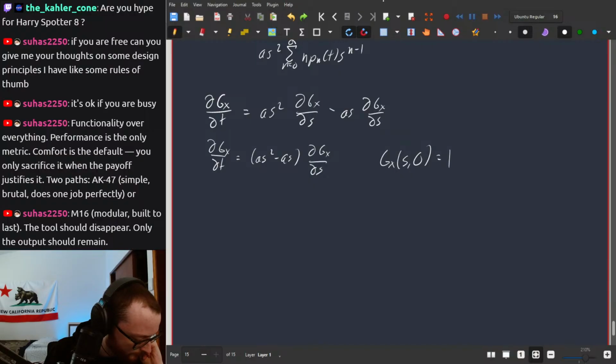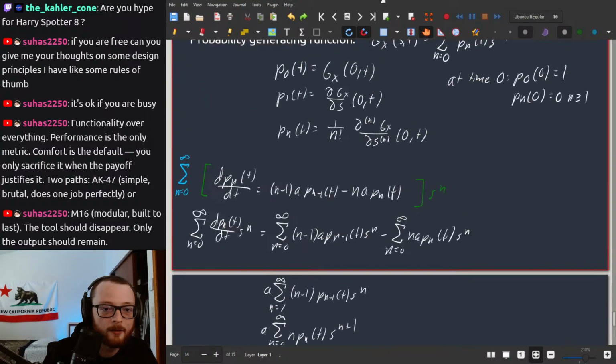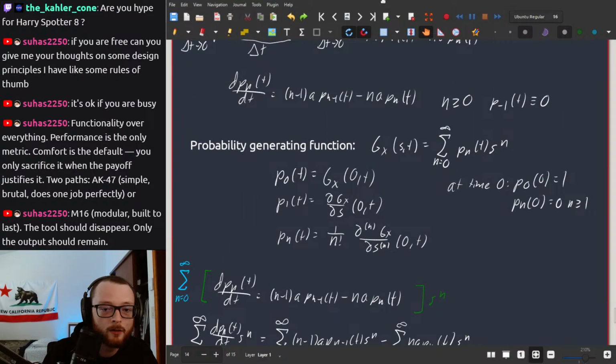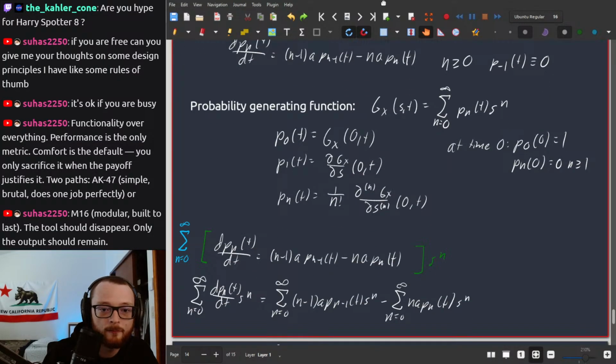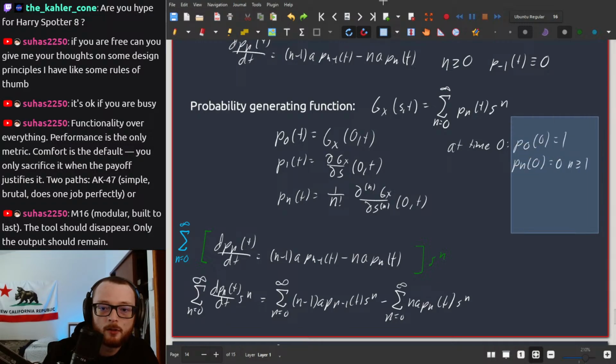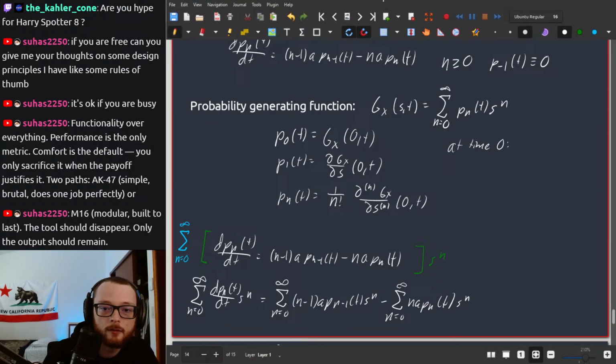Oh, wait. I'm sorry. I got my initial condition mixed up with another thing. If you start with 0, you're never going to have any, because in this process we're assuming they only reproduce by division and we're not including mutation. If we included mutation, or were only thinking about mutation, we would have p_0 of 0 is 1. But here we're going to start with some initial population M.